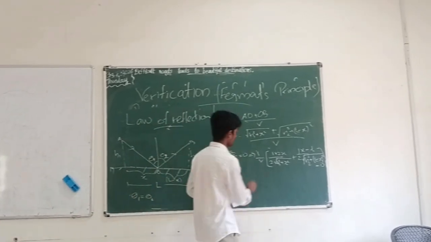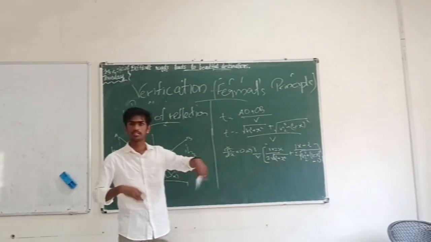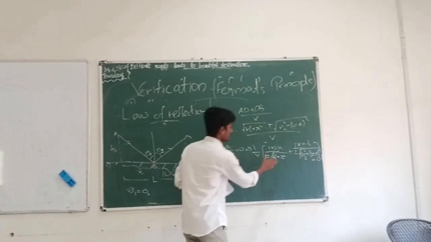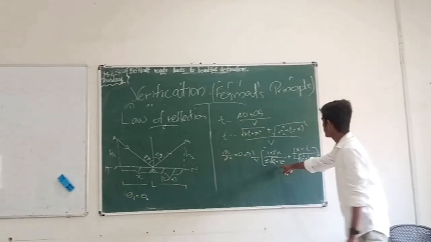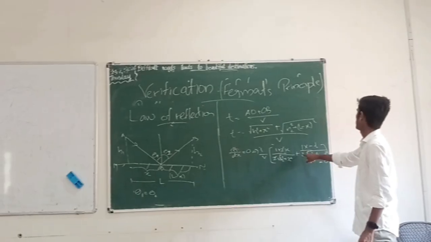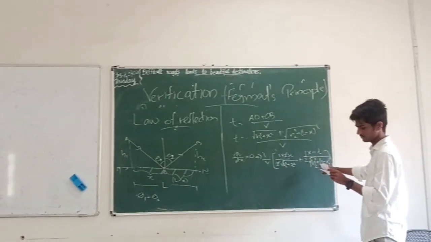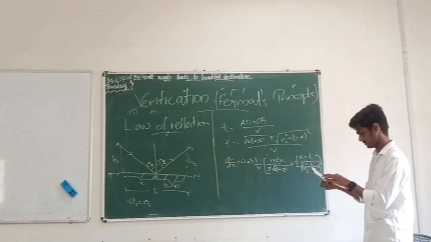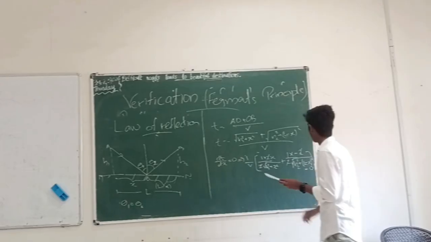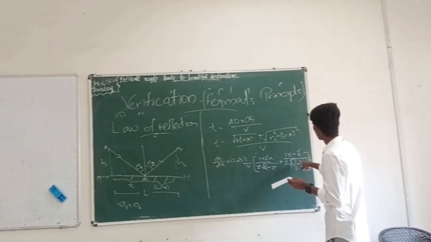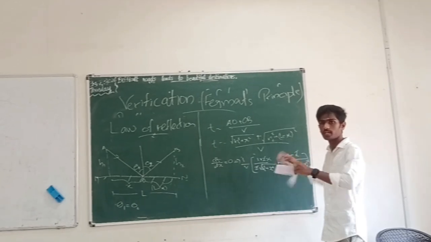Now, we can take this 1 by b outside. V 1 by b into 0 will be 0. That term will be gone. Okay? This side, 2 and 2 will be cancelled. X by root h1 square plus x square will be there. Plus minus, this term will be cancelled. Here will be minus 1 by root x square plus n minus x square. We can take this minus then right.